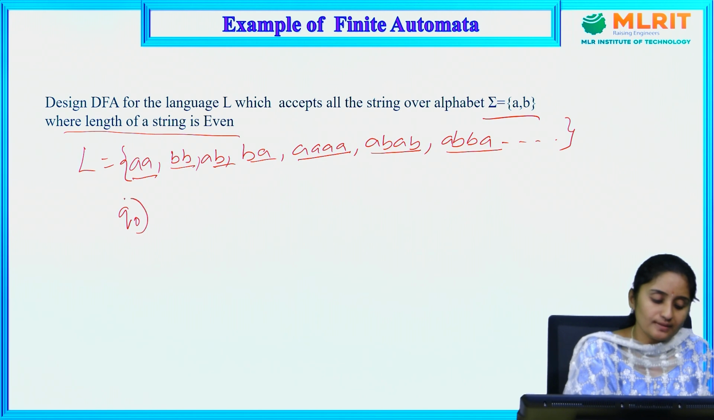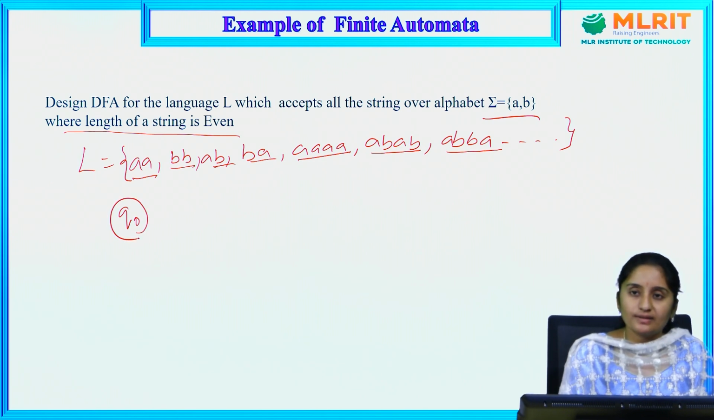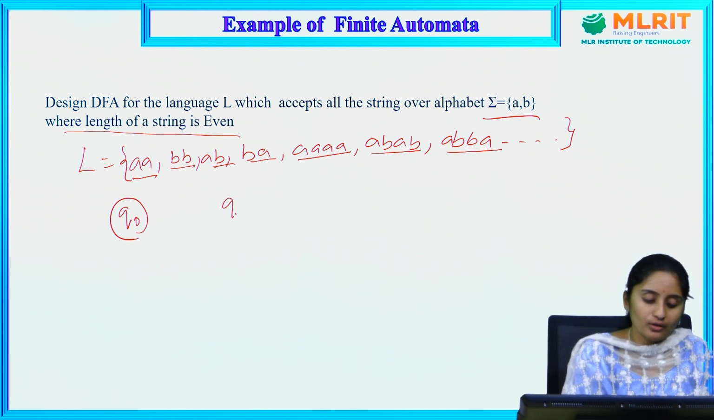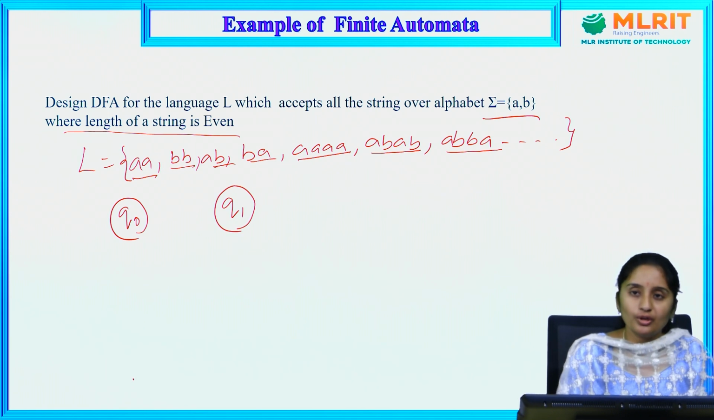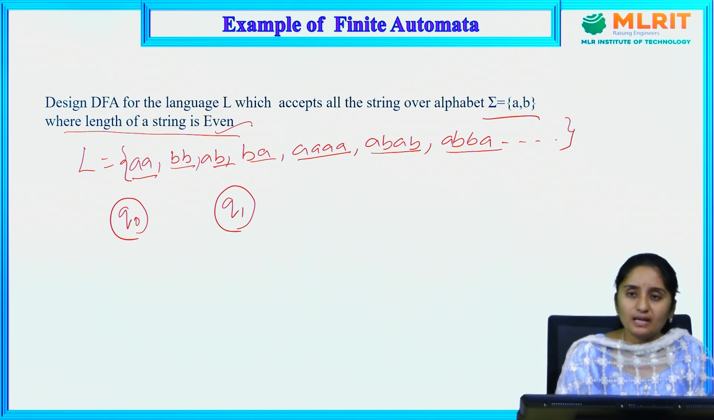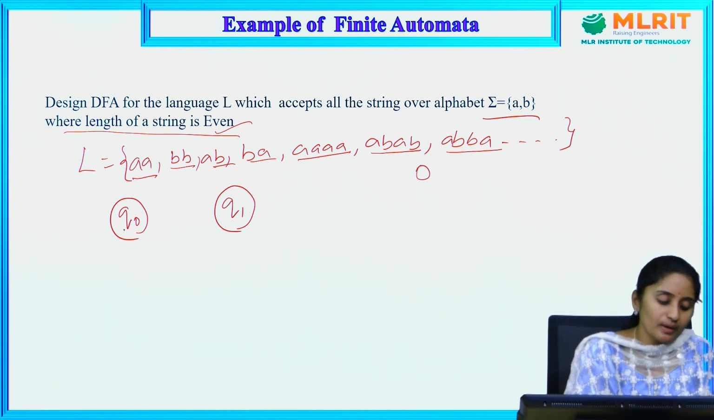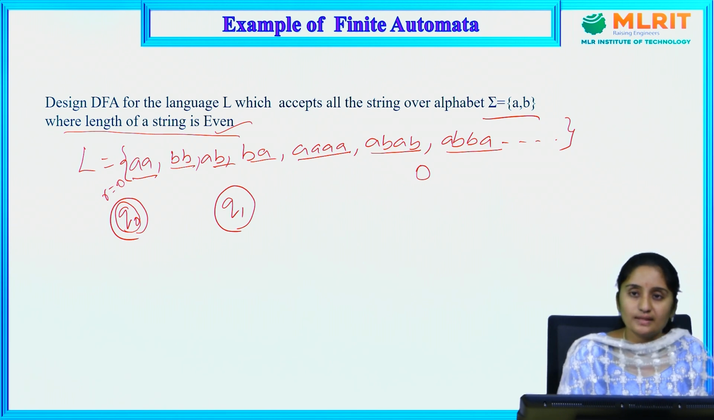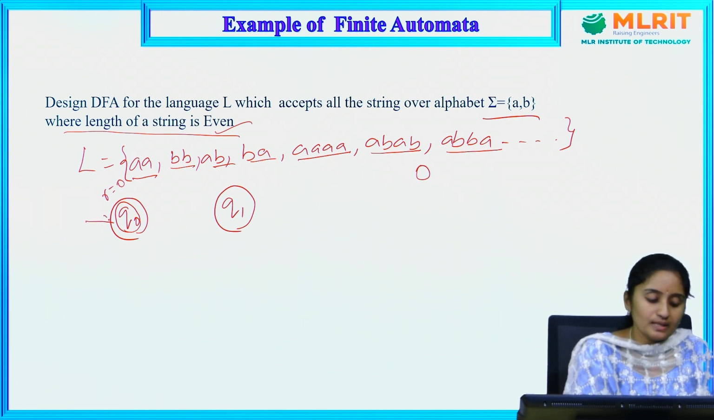So let us construct a language. Let us construct the language. Q0, Q1. What is the question? It should accept a string of even length. Even is nothing but the remainder is 0. So I am going to take this state as accepting remainder 0. This is my starting state.